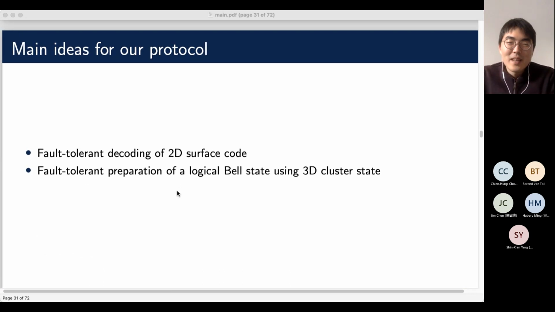Okay. To explain our protocol, we need to know two ingredients. One is fault-tolerant decoding of 2D surface codes, and the other is fault-tolerant preparation of a logical Bell state using a 3D cluster state.